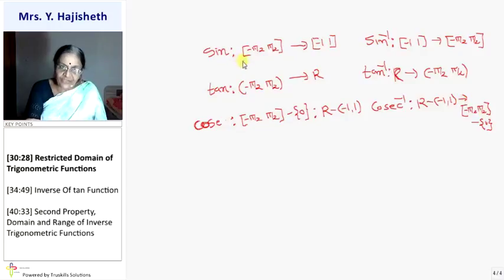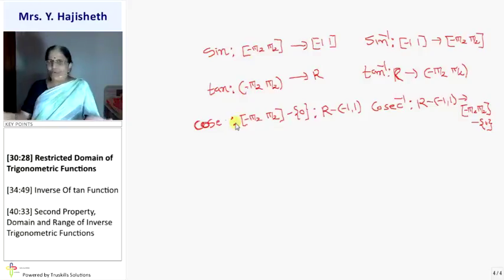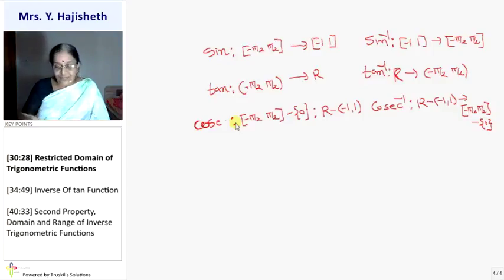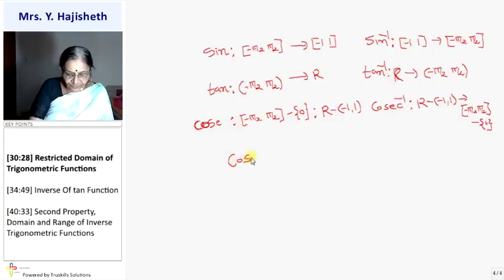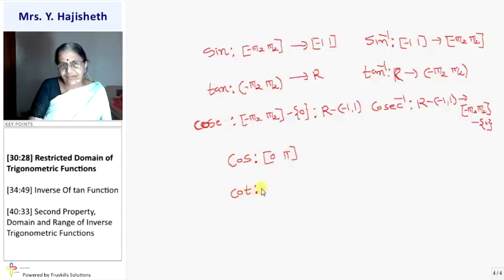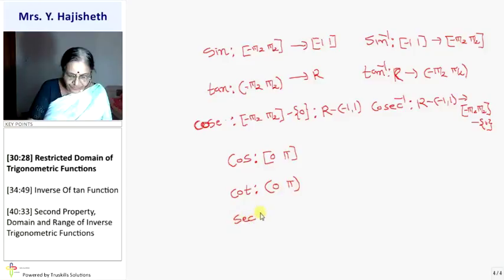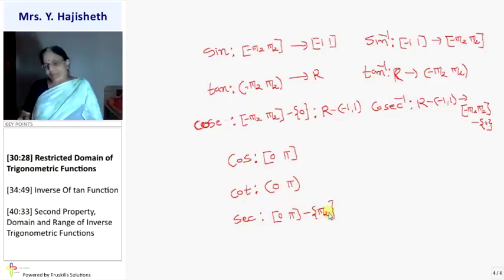So if you remember restricted domain of sine, you can remember restricted domain of tan and cosec very easily. And range of sine, range of tan, range of cosec, that you have learned in 11th science. Same way, restricted domain of cos is closed interval 0 to pi. Restricted domain of cos and cot are very nearly same. Here instead of closed, it is open interval 0 to pi, because cot 0 and cot pi are not defined. And if I take sec, it is a closed interval 0 to pi minus set containing pi by 2, because cos pi by 2 is 0, so sec pi by 2 is not defined.